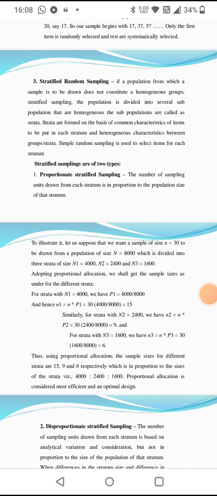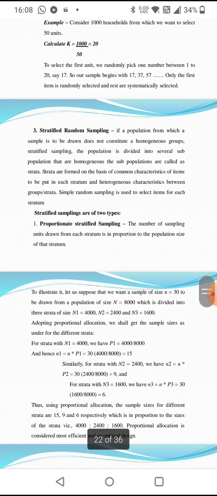Again, we usually follow the method of proportional allocation, under which the sizes of the samples from the different strata are kept proportional to the sizes of the strata. If you put the P and N formulas, then probably you will get to know. As in the slide, we will just move on with the stratified sampling method. If a population from which a sample is to be drawn does not constitute a homogeneous group, then you create the strata. We already learned that, right?